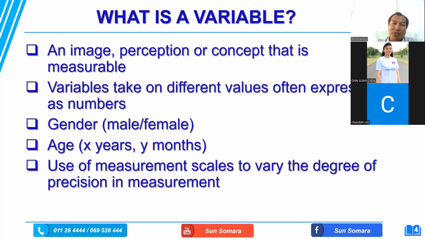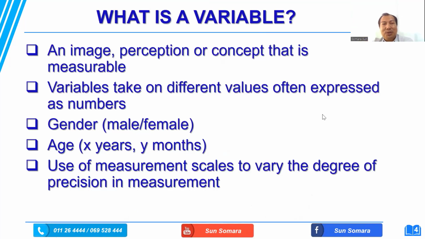To answer the question, what is a variable, you can see it here. A variable is an image or perception or concept that is measurable, right? Can be measured. A variable takes on different values, often expressed as numbers, right? Remember the part that it is just expressed as a number there, right?